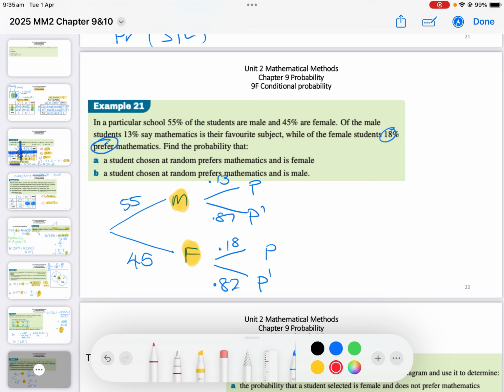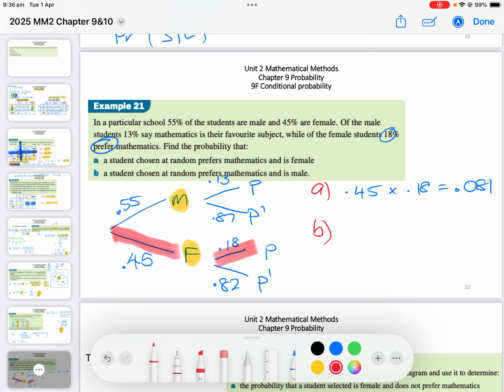What's the probability that a student chose and prefers maths and is female? Look, I don't know, you just do enough of these and you get the hang of it, but mathematics and female would be female prefer. So I wouldn't do this one using a formula. I would say that this is just 0.45 times 0.18, which is 0.081.